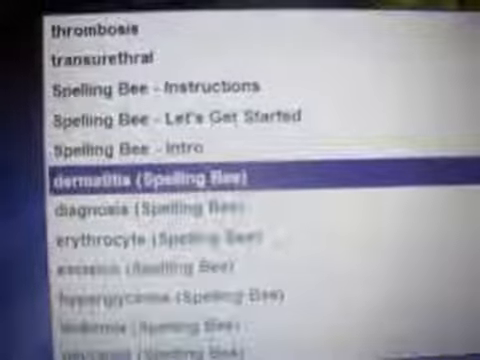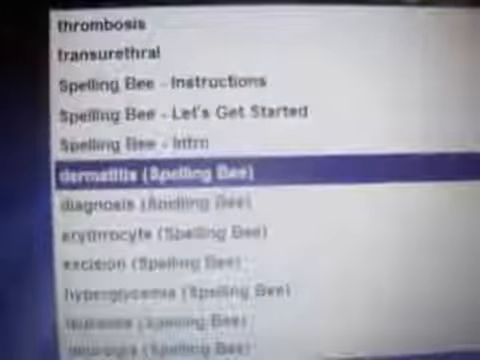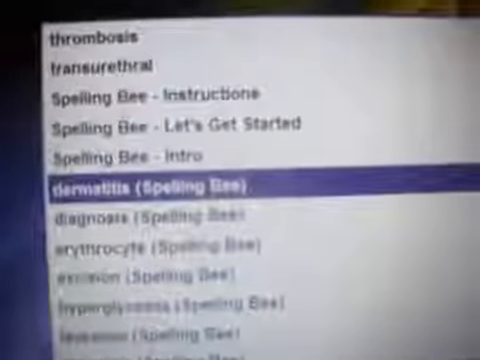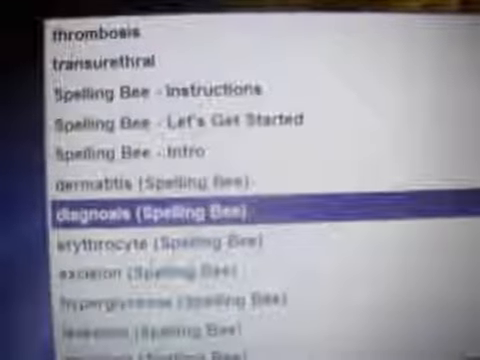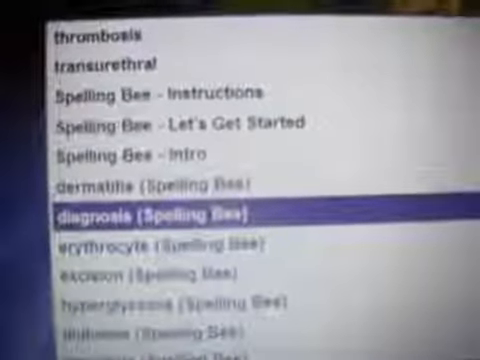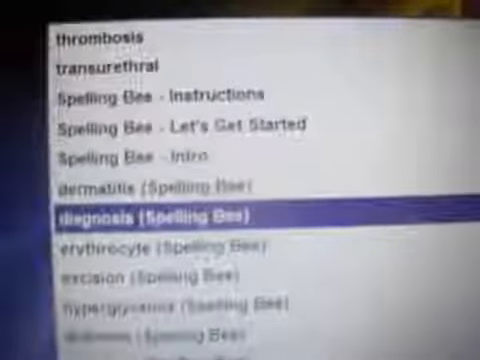Dermatitis. Dermatitis. D-E-R-M-A-T-I-T-I-S. Diagnosis. Diagnosis. D-I-A-G-N-O-S-I-S.